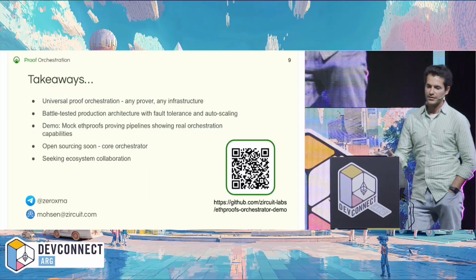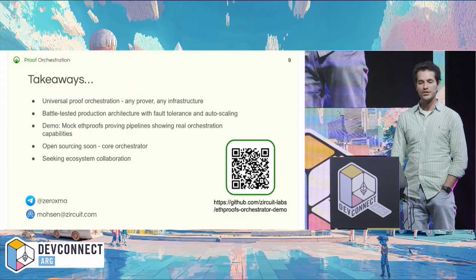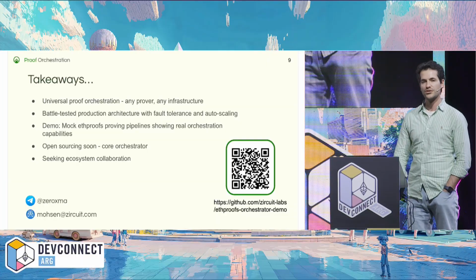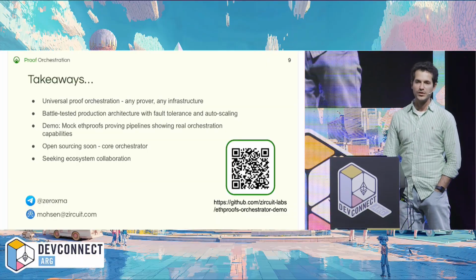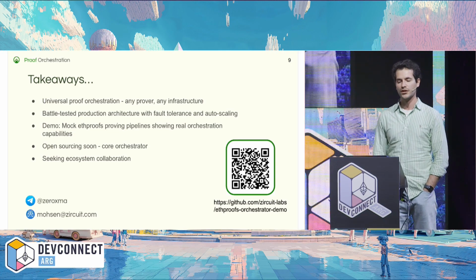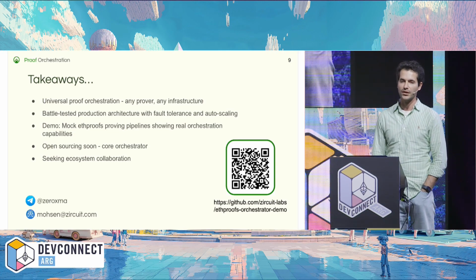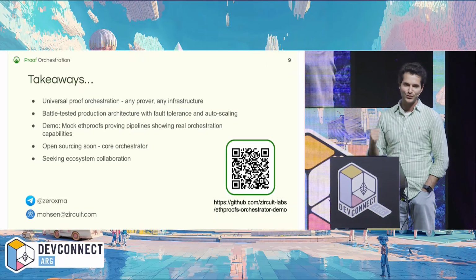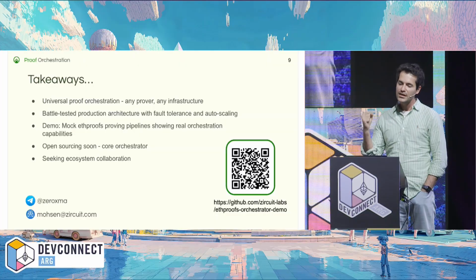So what are the takeaways? What I showed you here is a universal proof orchestrator. It can run any provers on any infrastructure and any hardware, no limitation on the execution. It is battle tested. We have been using this in production for a bit more than 2 years for running our L2 proving needs. It has fault tolerance at its core. God knows how many times we had to wake up on call to fix some issue in the pipeline. So we have put all those lessons learned into the design already.